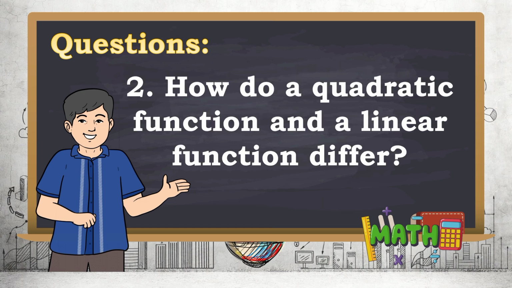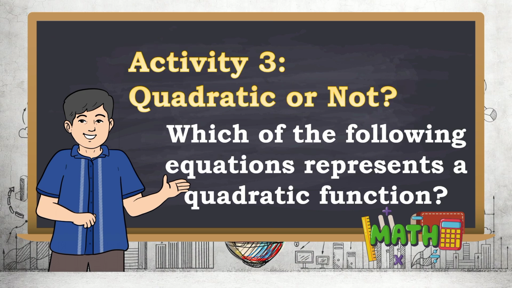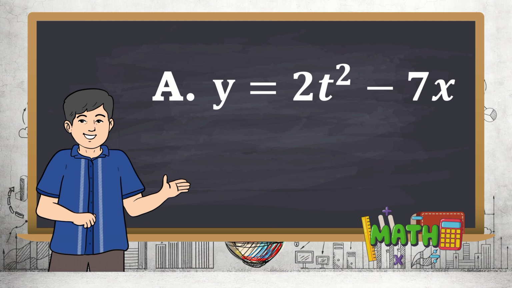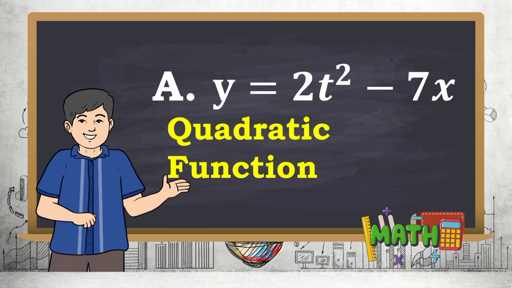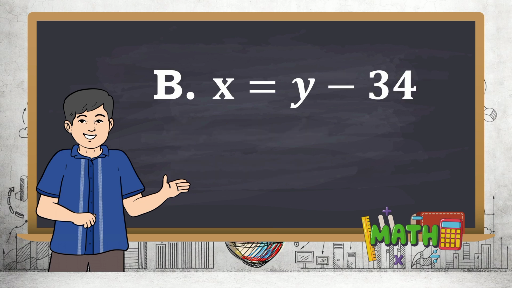Number 2, how do a quadratic function and a linear function differ? For your activity 3, quadratic or not, which of the following equations represents a quadratic function? Letter A, y is equal to 2t squared minus 7x. You're correct, that is a quadratic function because it's degree 2.